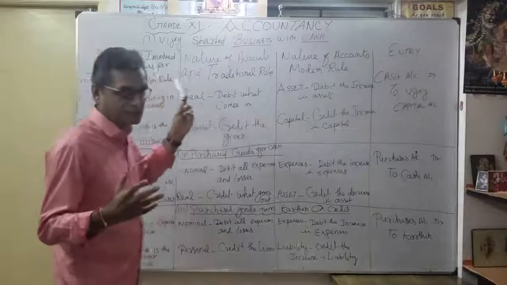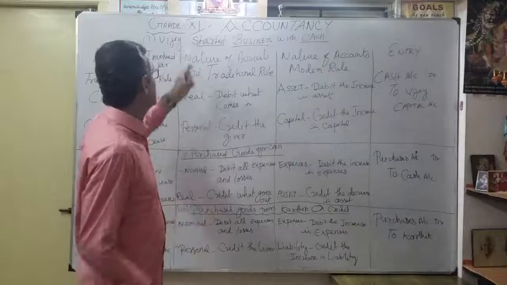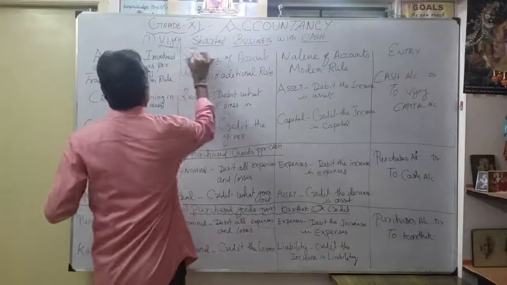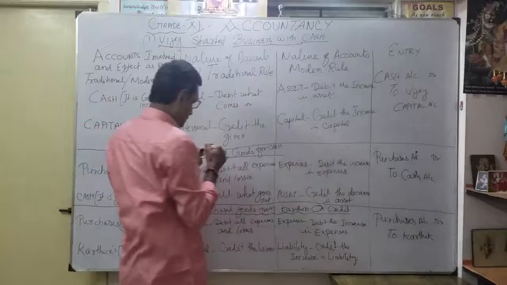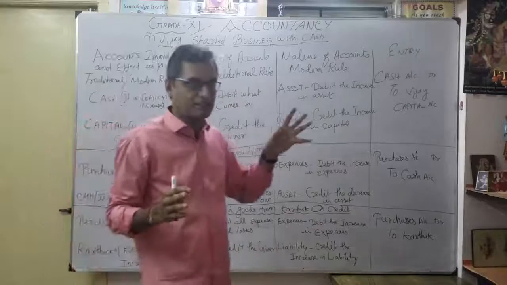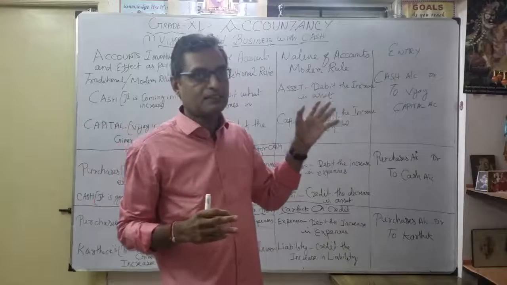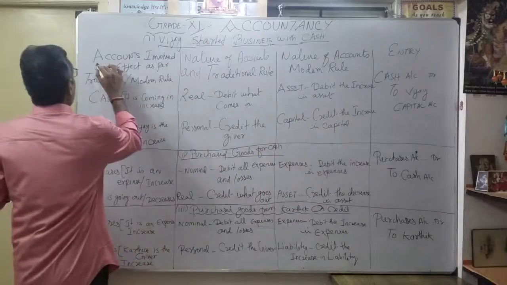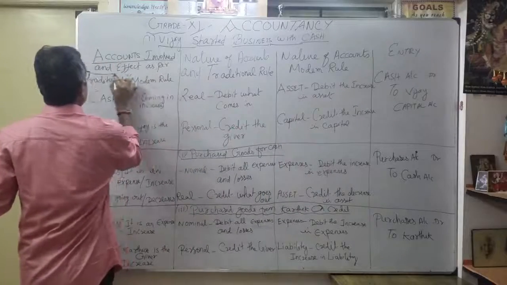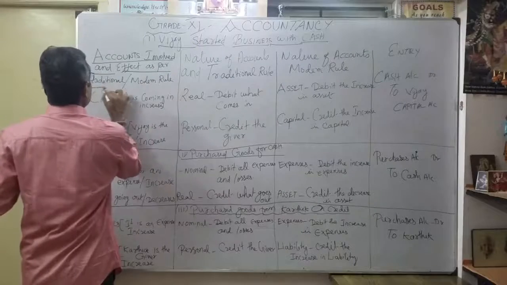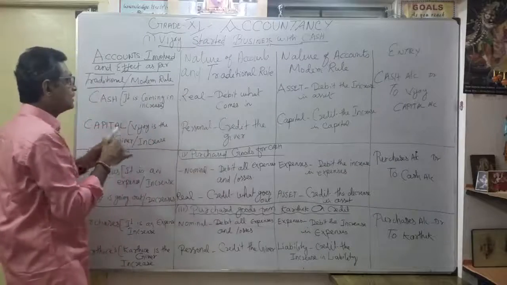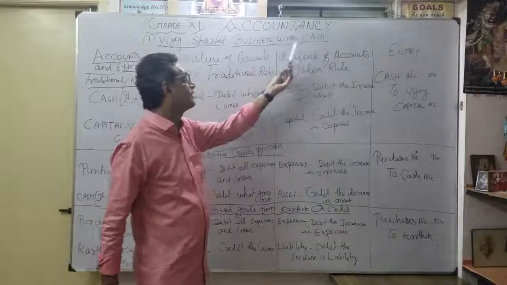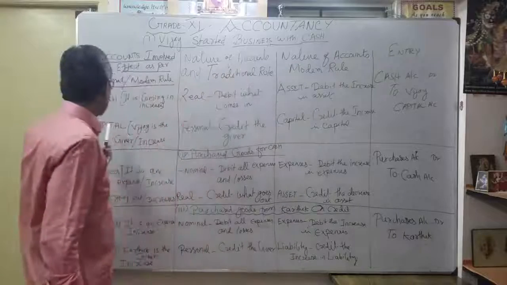See here, what is the first transaction? Vijay started business with cash. Forget about the amount here; we just want to see the comparison between the traditional approach and the modern approach. The heading is: accounts involved and effect as per traditional and modern rule. What are the two accounts involved? One is cash, and as the business started, the other is capital.